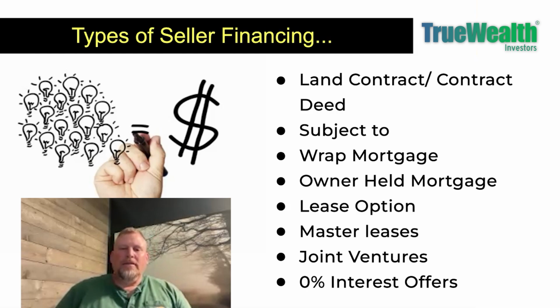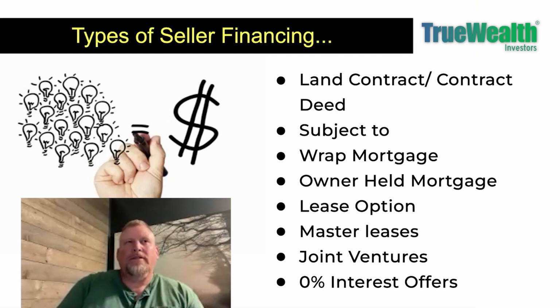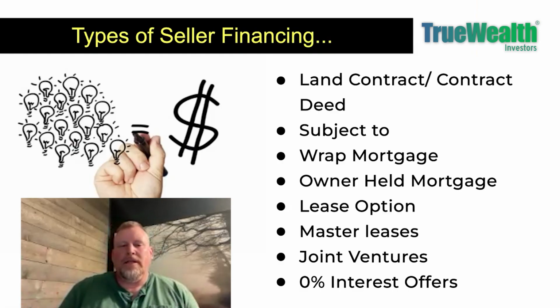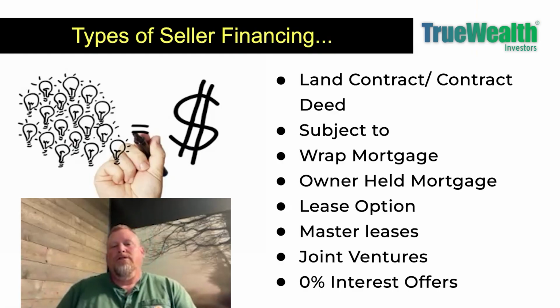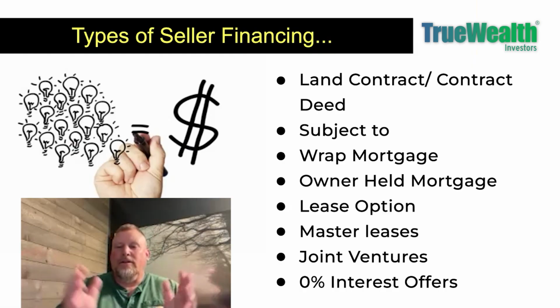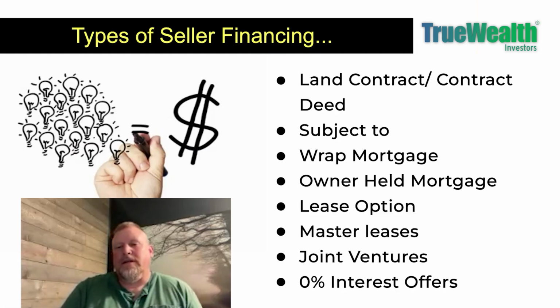Wrap mortgage is where there's a mortgage, but the seller has a lot of equity. So let's say the house is worth 200, they still owe 100. You buy it for 180, and so you create a mortgage for 180 that includes that first mortgage of 100.